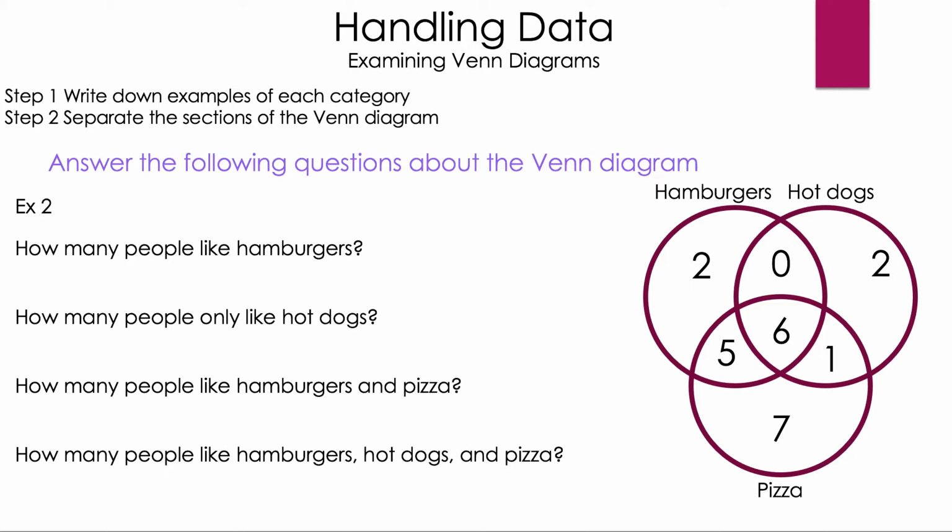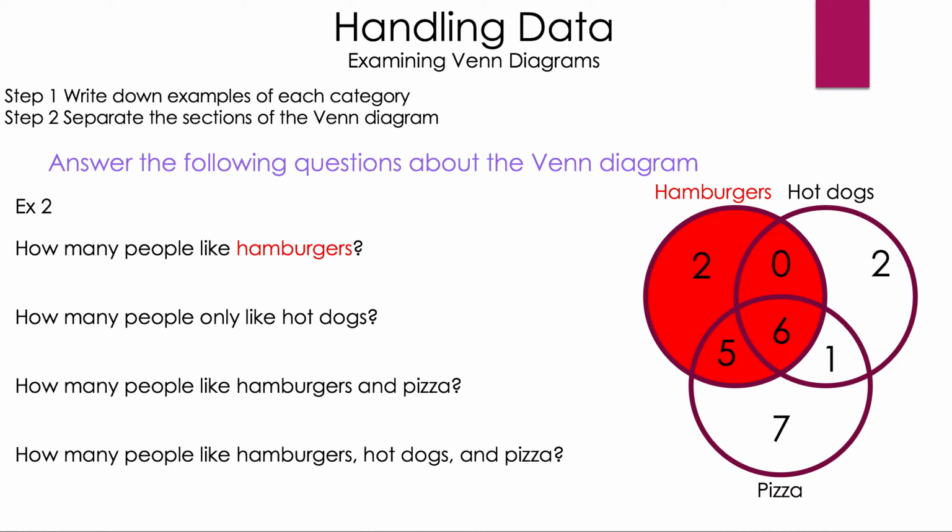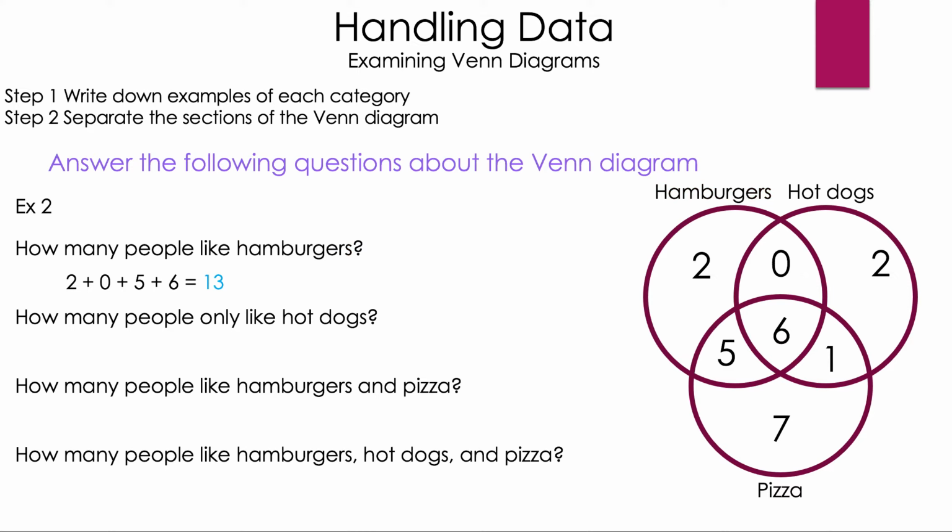So this time there's not much to write down of examples for each category. So let's go ahead and start with the first question. How many people like hamburgers? So I'm going to highlight hamburgers. We're going to highlight the whole circle. So in that particular example, now we're going to write down each one, and we're going to add them up. And when we add them up, we get 13. So 13 is your final answer and now we're going to move on to the next question.